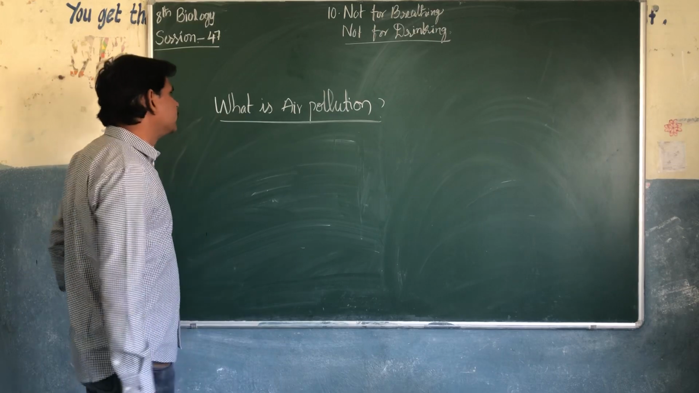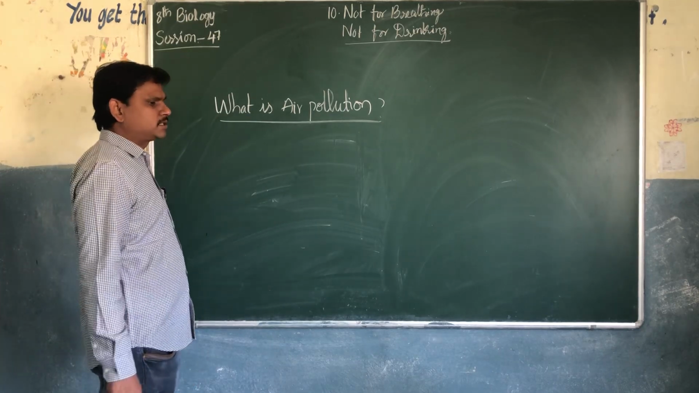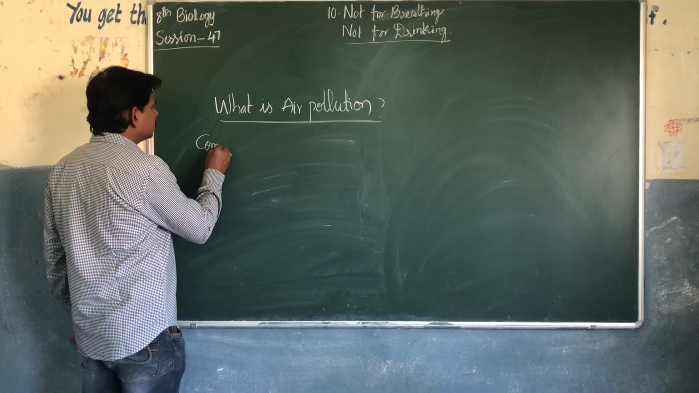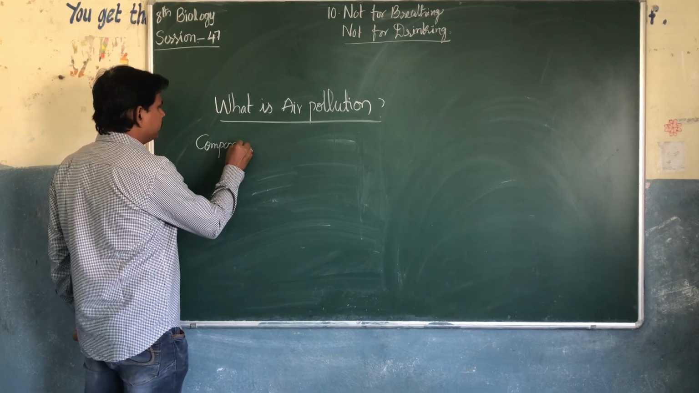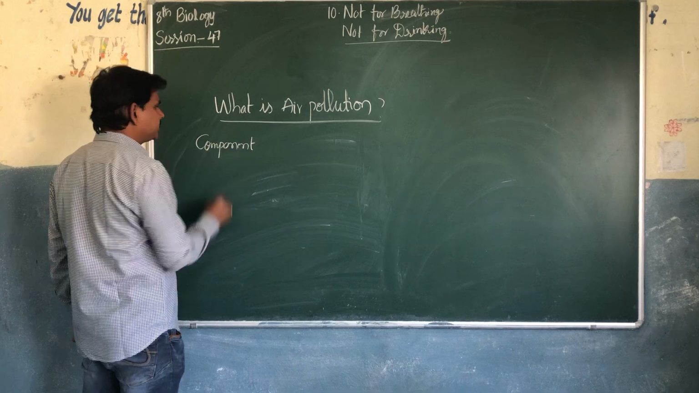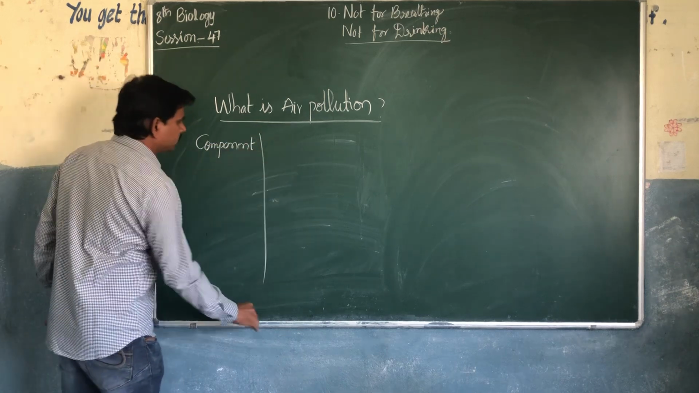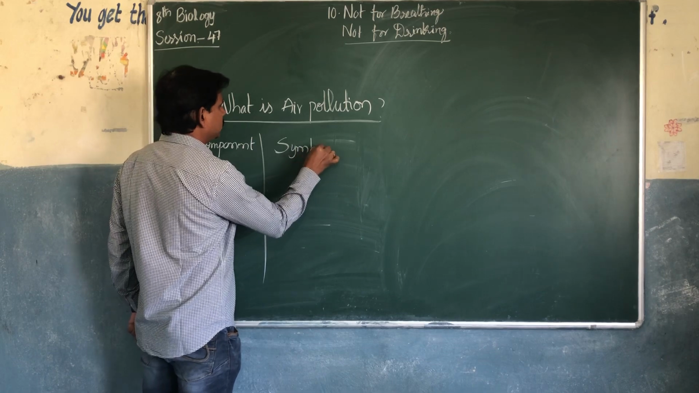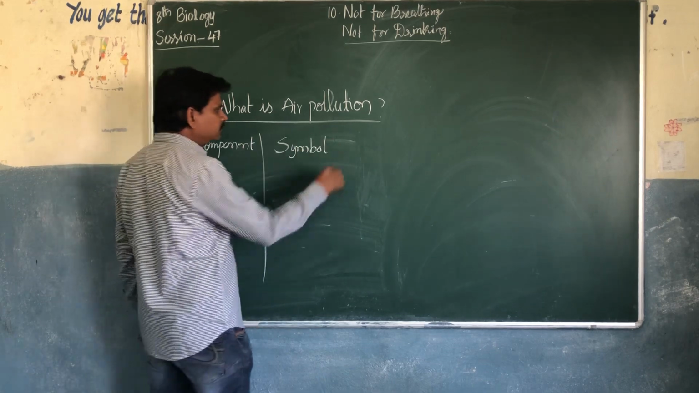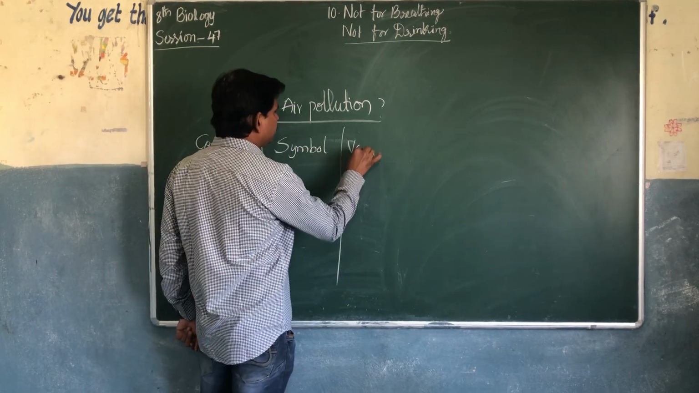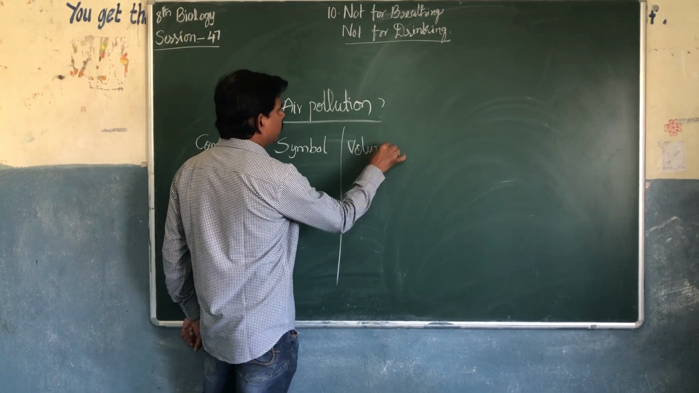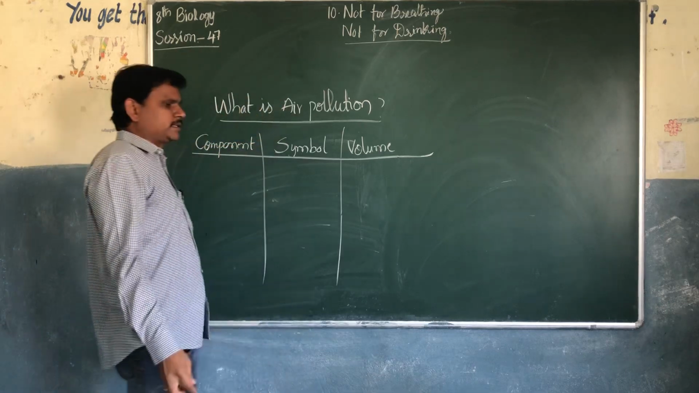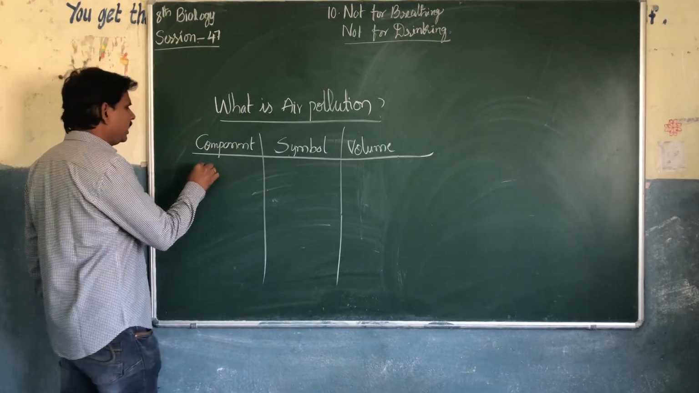So this air is a mixture of gases. There are so many components present in the air. What are they? Then what is the symbol of these elements? Then what is the percentage volume of these gases?